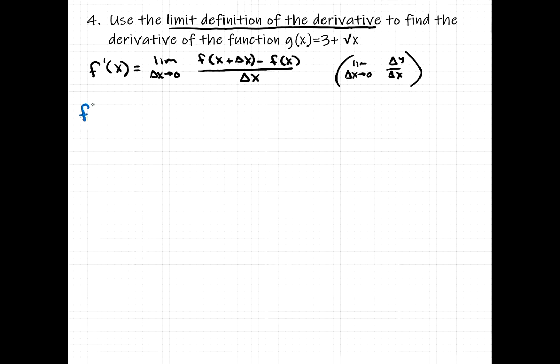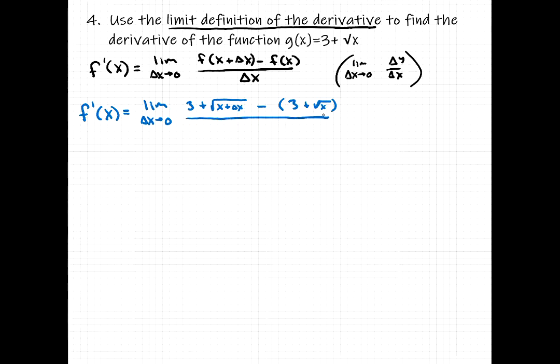So for this problem, we have f prime of x should equal the limit as delta x goes to 0. Okay, so we'll replace the x in our function with x plus delta x. So that's 3 plus the square root of x plus delta x minus the original function, 3 plus square root of x, all divided by delta x.